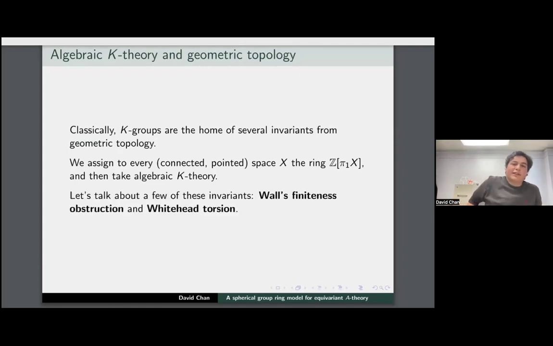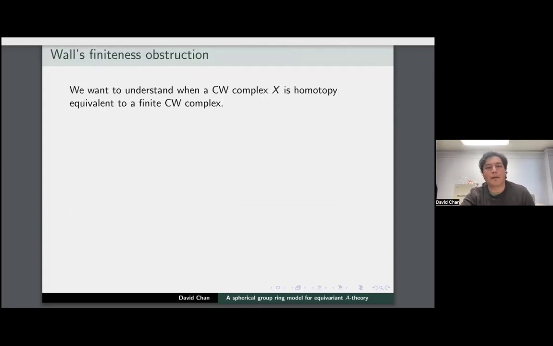So I want to talk about a couple of these invariants, mostly because I think they're cool, but also sort of motivates the A theory part of this that we're going to get to. So the two invariants I want to talk about are Wall's finiteness obstruction and Whitehead torsion. So let's talk about Wall's finiteness obstruction first.